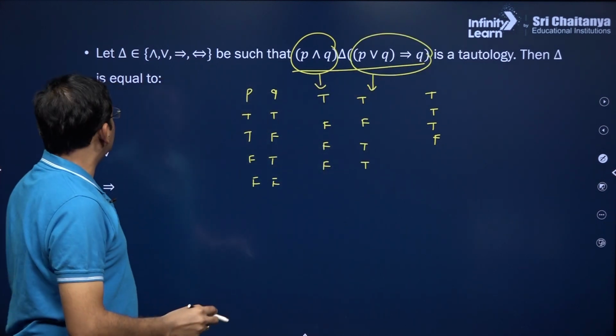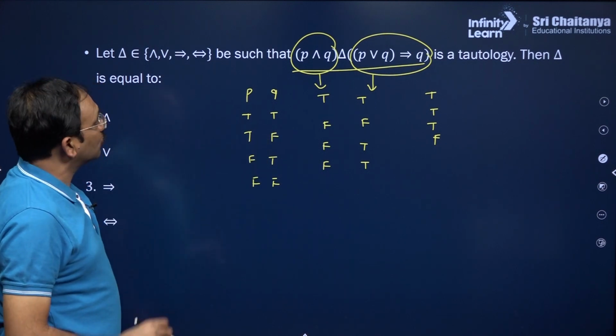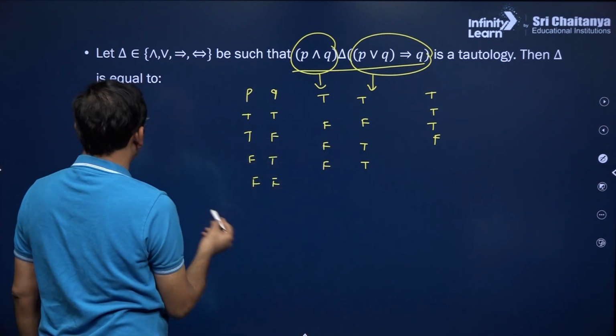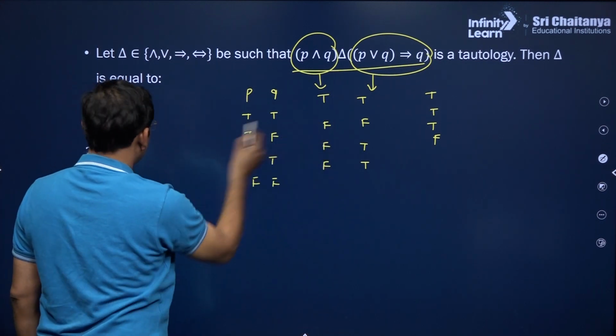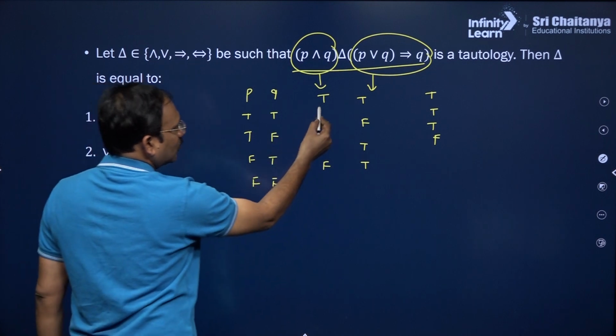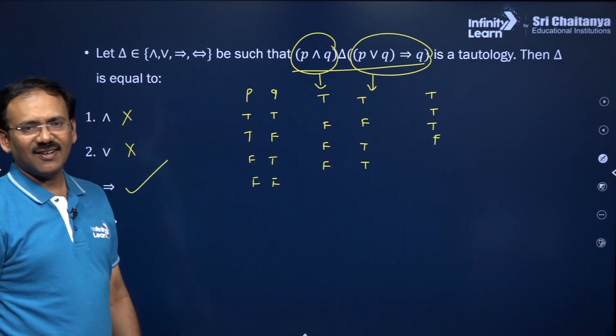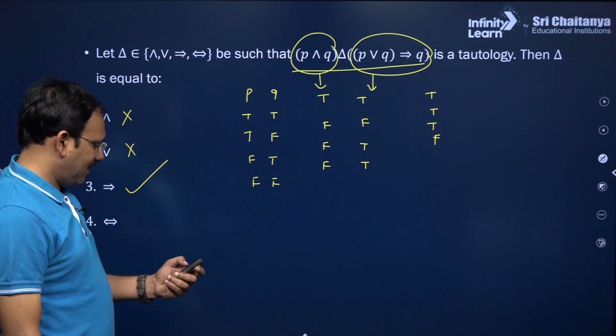Now, which symbol is to be taken here so that it is a tautology? If you put and, this won't be true; or, this won't be true. Implies gives true, true, true, true. Implies is the answer. That's all. Okay. Right, next.